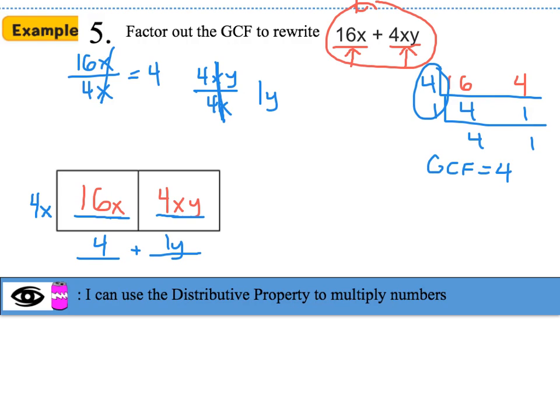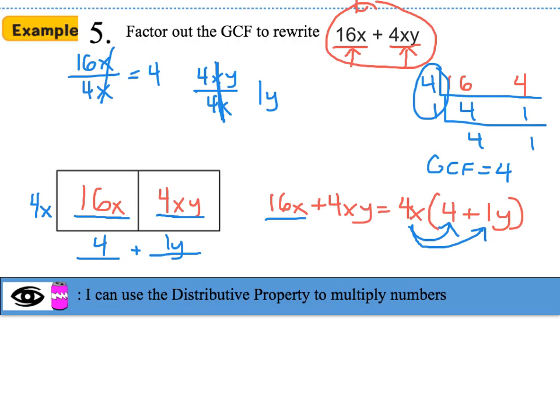So this is how I would write my answer. 16x plus 4xy is equal to 4x times the quantity of 4 plus 1y. So you can check your work to see how they're equal. 4x times 4 is equal to 16x. 4x times 1y is equal to 4xy. So both expressions are equal even though they look different. The inside of the model is equal to the outside of the model.